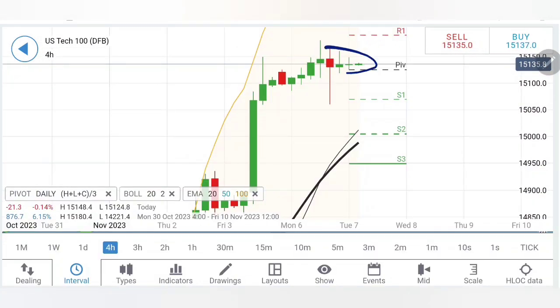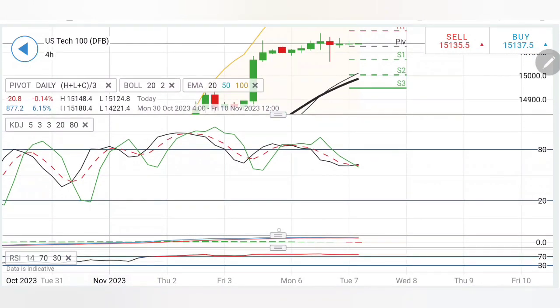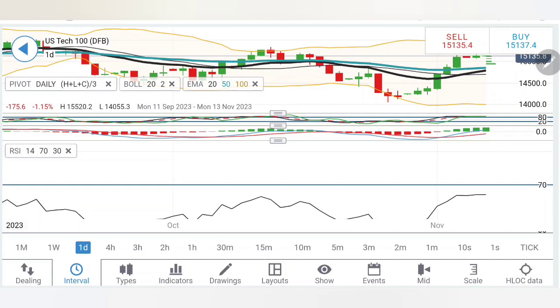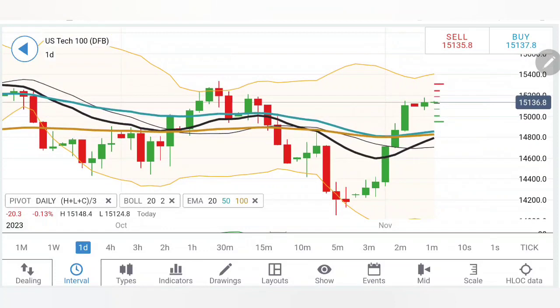Similar observation on the 4-hour chart, just consolidating. Wait for a breakout. The breakout could be a stronger one. But right now it is not showing any signs, thus you need to stick to the levels. Stochastic flat, MACD crossing over for sell, RSI overbought. Everything is overbought on the multiple time frames.